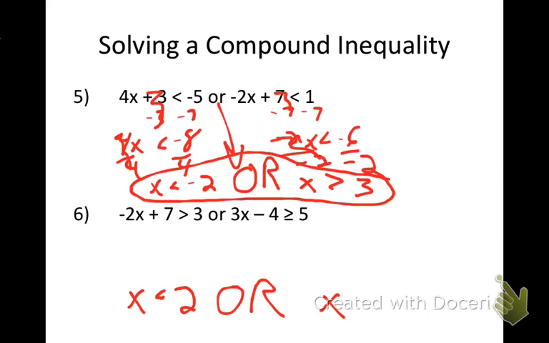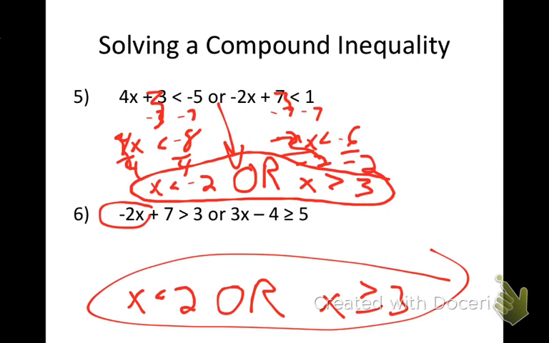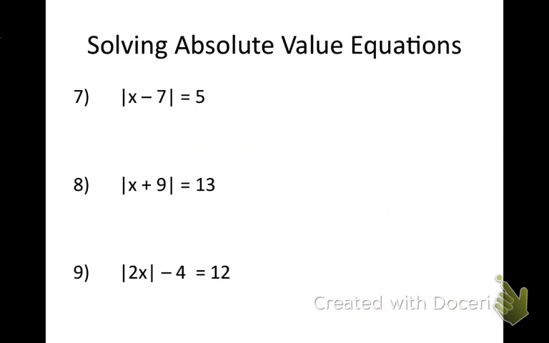X is less than or equal to, greater than or equal to? Because the other one didn't have a negative. This one had the negative. This one did not. So we flipped the first one, not the second one. I wrote down the second one correctly. Nope, you're good on the second one. Alright, so compound inequality is not bad.